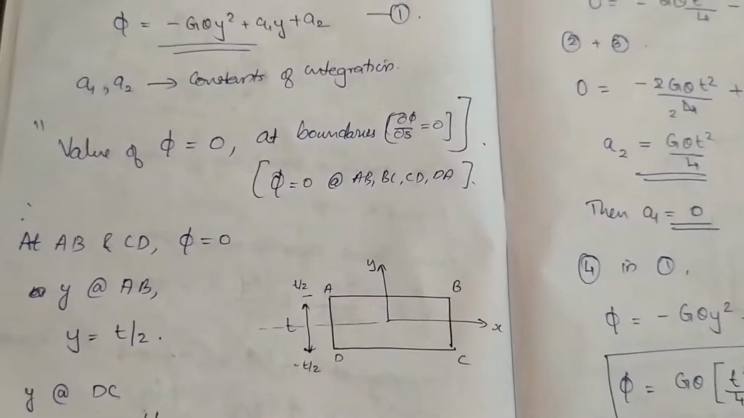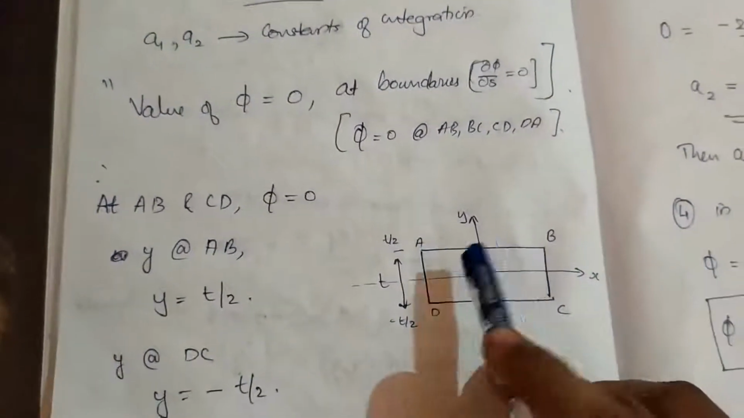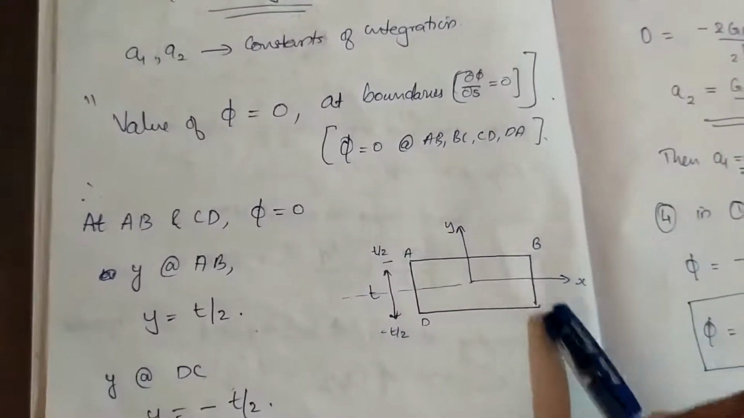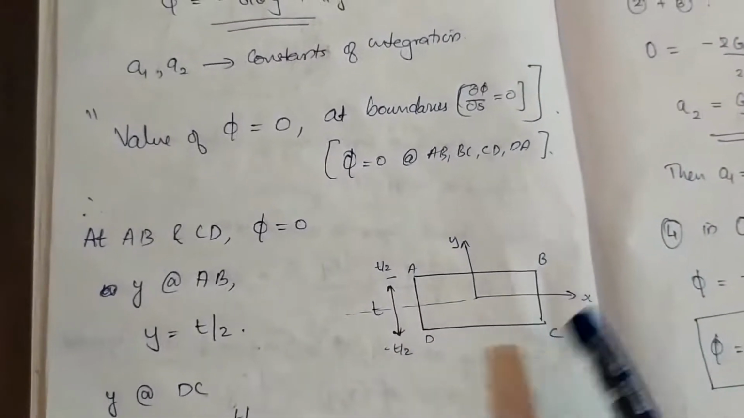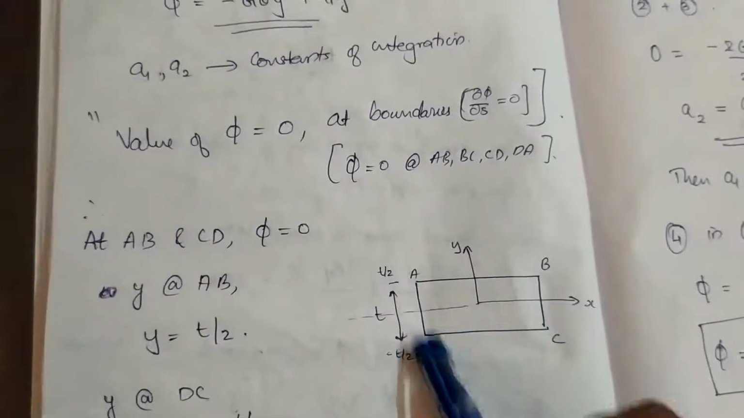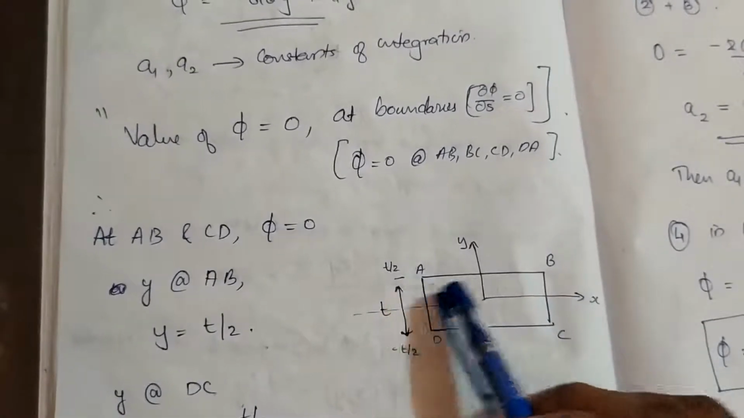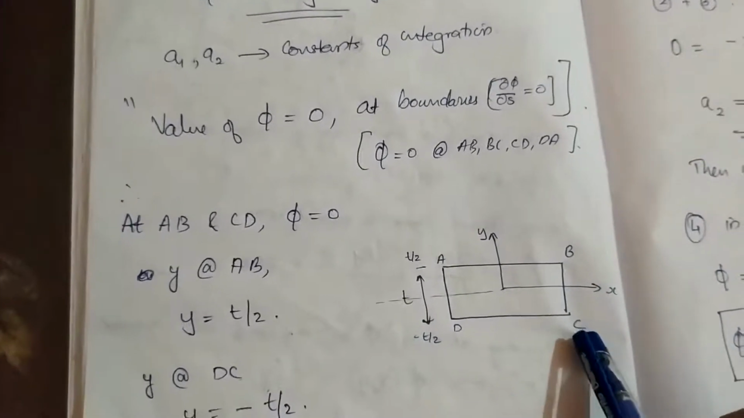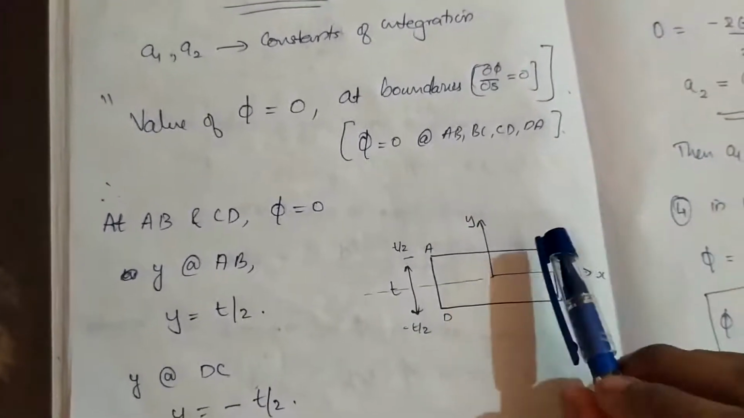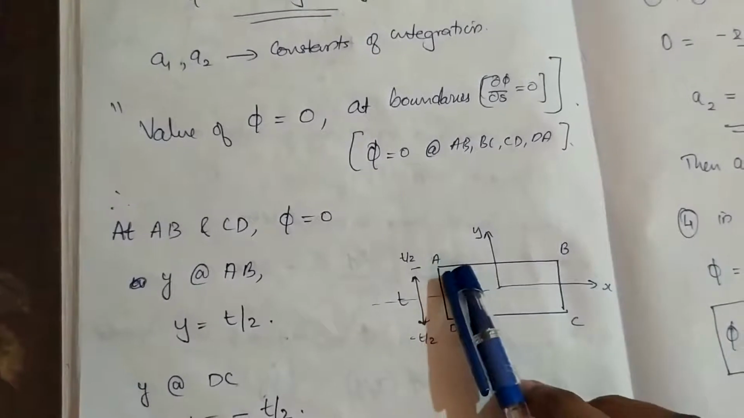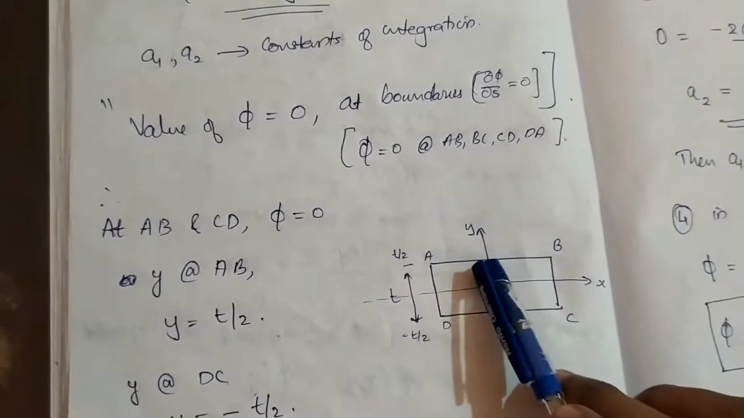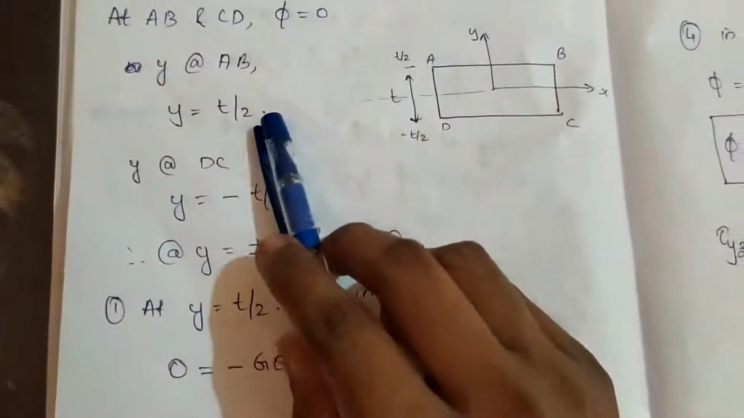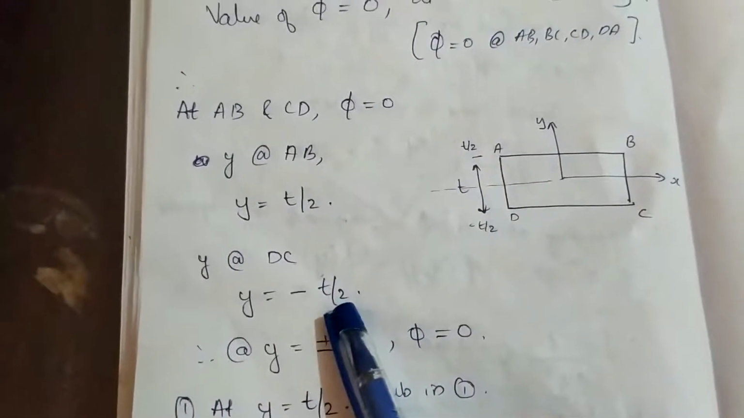So you consider only AB and CD. Whether on AD and BC it is also 0, here it is independent of x, right? So on AB and CD, phi is 0 and the y value is t by 2 and minus t by 2. So y is equal to t by 2 and y is equal to minus t by 2.